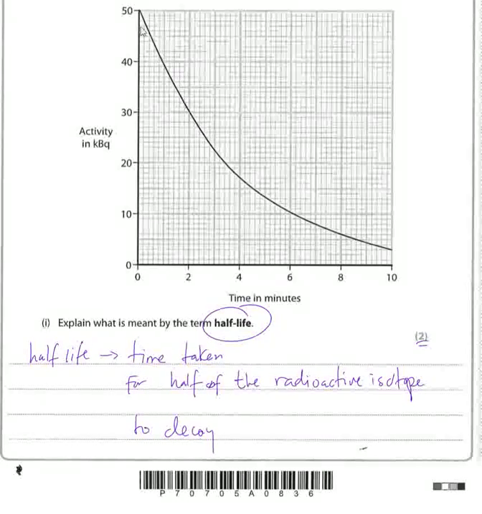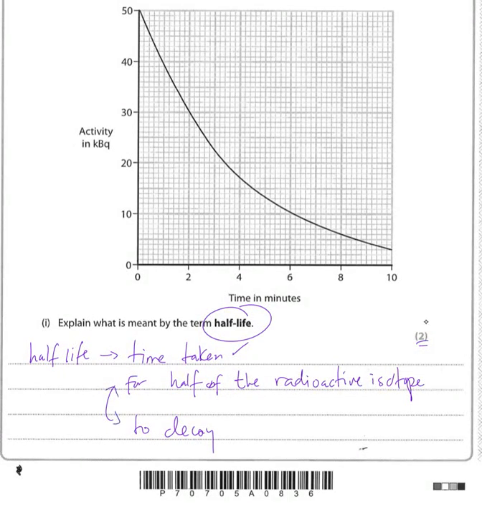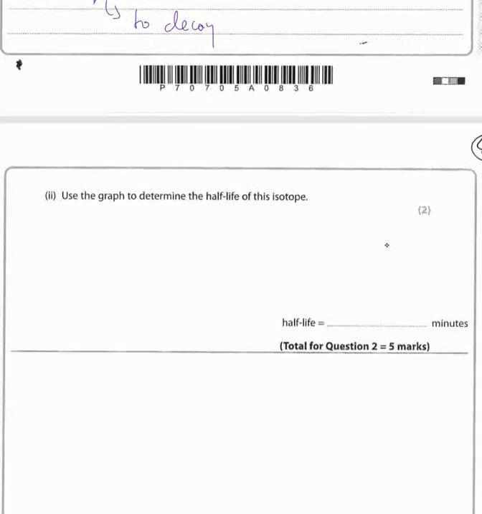So here, for example, if you start at 50, how long will it take? In this case, from 50 to 25. So how long will it take for half of the 50, for half of the isotope to decay? That's what half-life is. So you get 1 mark for saying half decay, for saying time taken, and the other mark you get for mentioning these two here. Okay, and now we need to use the graph to determine the isotope. Now it's 2 marks.